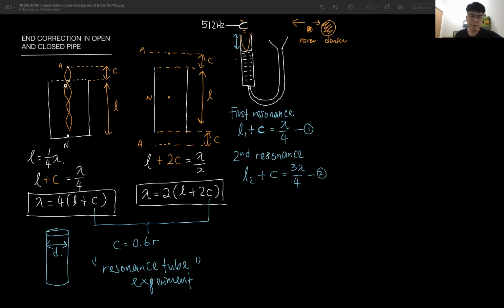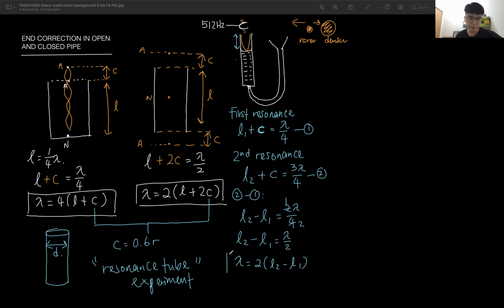Okay, now once they have these two, they do a little bit of mathematics. Equation number 2 minus equation number 1, we get L2 minus L1. The C gets cancelled out, right? So we don't need to know the C. 3 lambda over 4 minus lambda over 4 becomes 2 lambda over 4, which is lambda over 2. L2 minus L1 equals lambda over 2. So lambda equals 2 times (L2 minus L1).